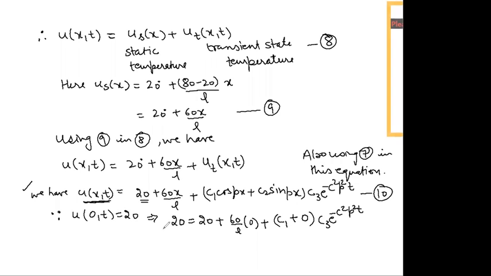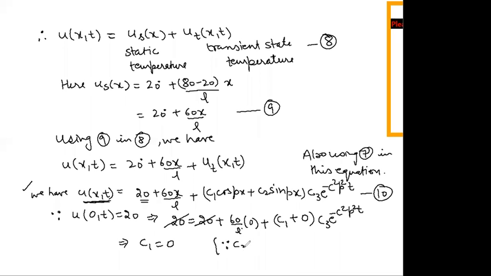Okay. What I have done: I have put x equals 0 and also u(0,t) is equal to 20. Look, x is 0, so this term becomes 0. C1 into cos 0 is 1, so C1 sin 0 is 0. I have written the second term as 0, C3 e to the power minus c square p square t. No change in the last term, so this 20 is cancelled. This is already 0. This implies the constant value C1 is equal to 0.